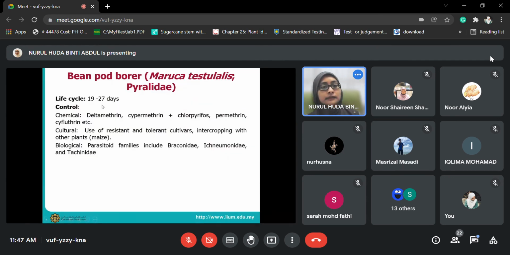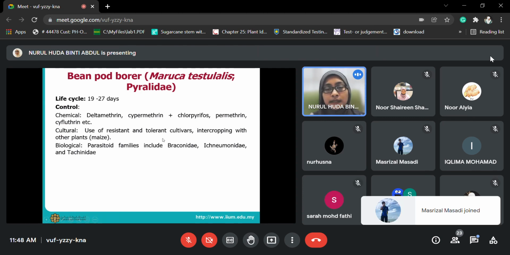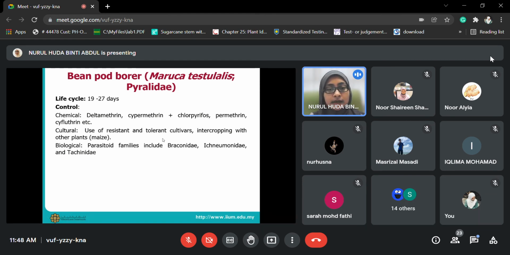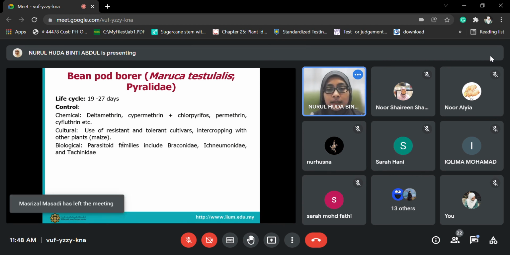Life cycle is 19 to 27 days. Control, you can use the same chemical. And for cultural, we can use resistant and tolerant cultivars. This one depends on the breeding. Meaning if you have a tolerant cultivar, the plant can withstand it, or maybe it is not preferable for the pest to lay eggs or to eat on that kind of cultivar.